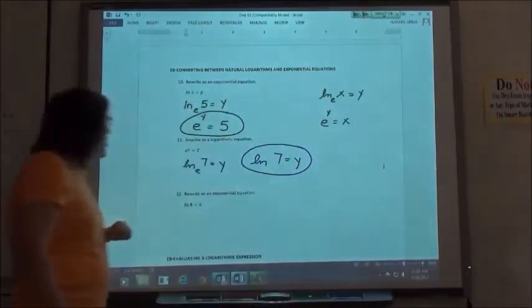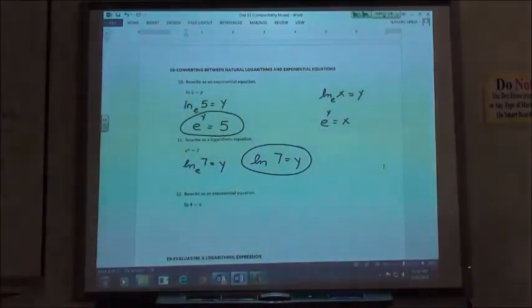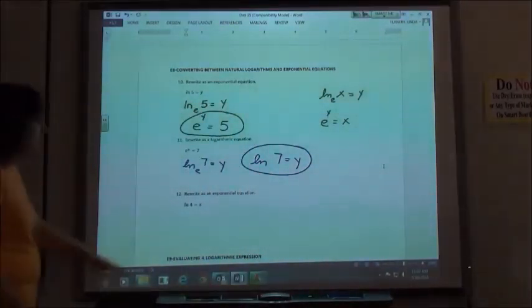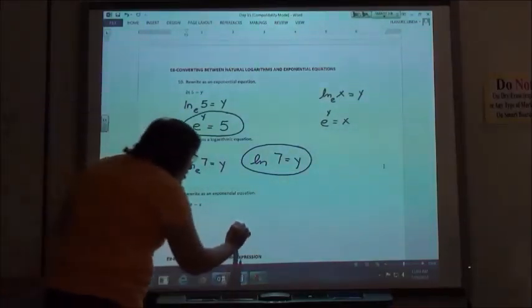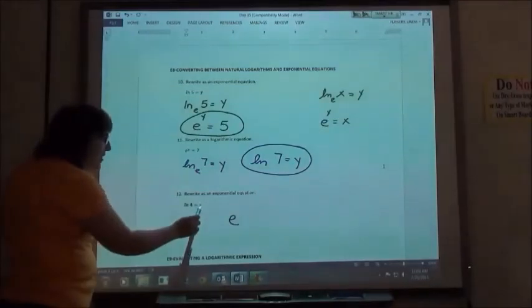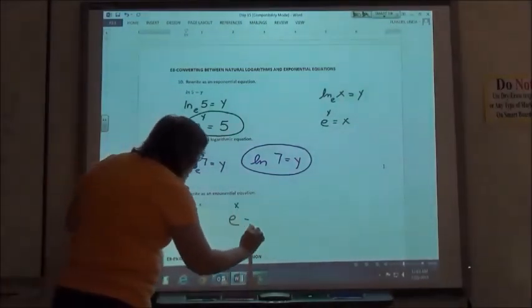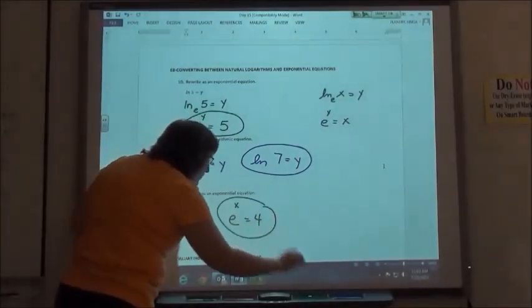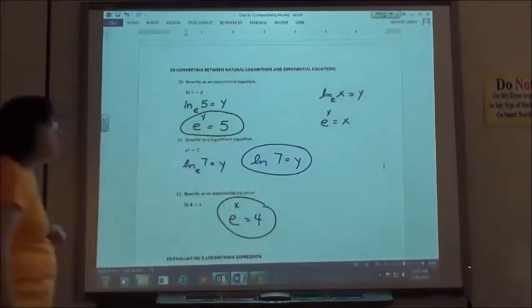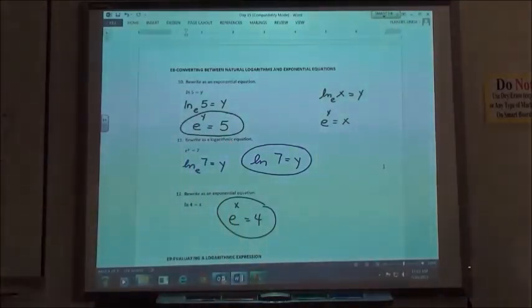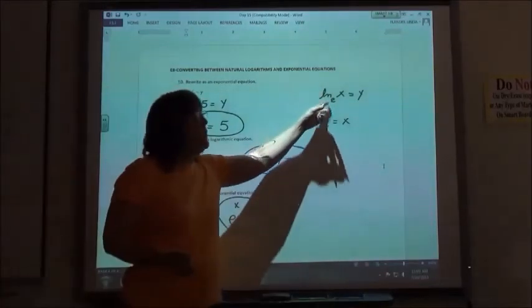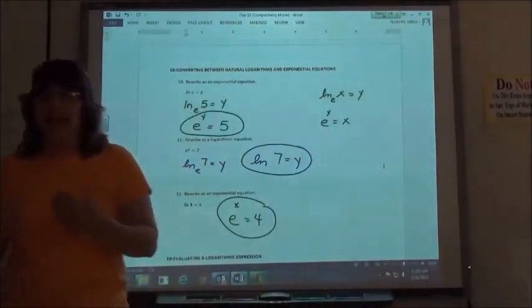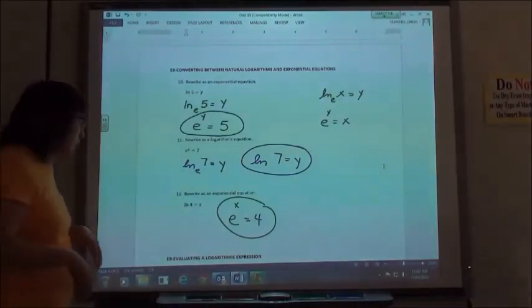And so here, the natural log, base e, of 4 equals x. Again, the e is not written there, but I don't really need it. I know that's going to be e to the, and the x is going to be my exponent, equals 4. So e to the x equals 4. So natural log converts the same way as a logarithm. It's just understood to be base e, because that's the inverse for a natural log.